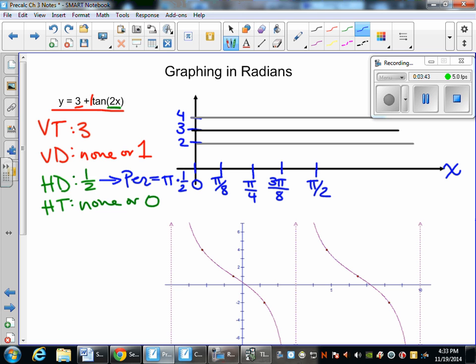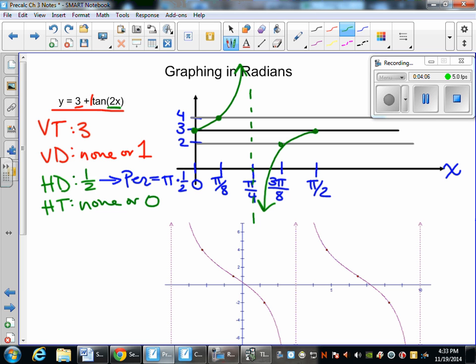For a tangent, we know that tangent doesn't start with an asymptote, it starts with a point. It starts with a point on that middle guideline, right there. Then 1/4 of the way through, we'd be on the upper guideline. Then we'd have an asymptote in the middle. Then we'd be on the lower guideline, and then on the middle guideline again. We are here concave up, and here concave down.